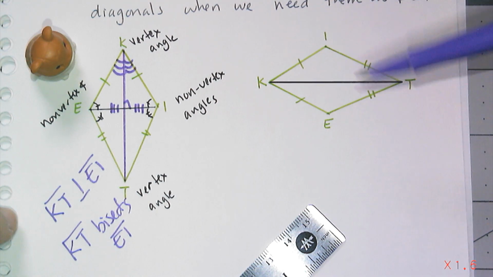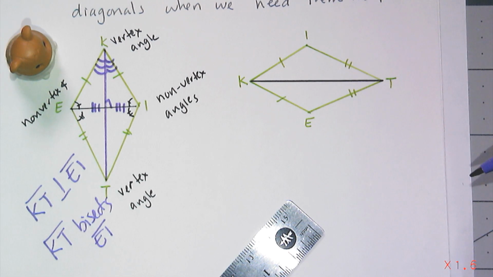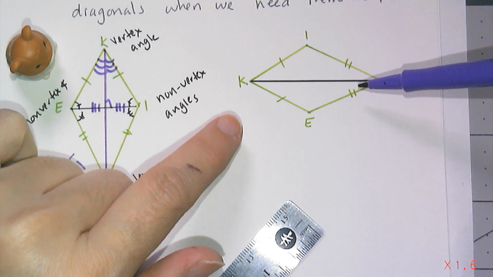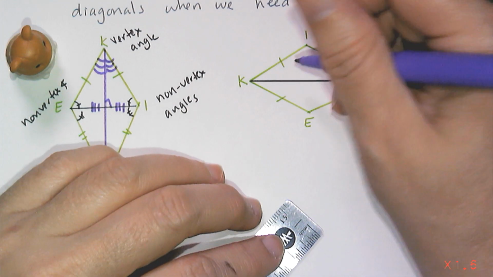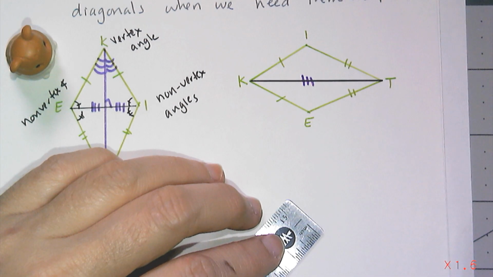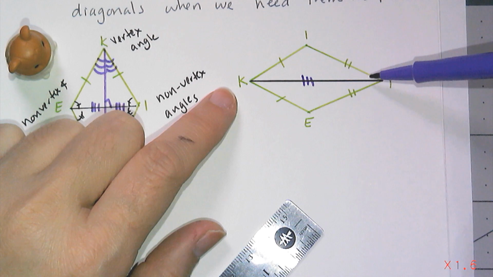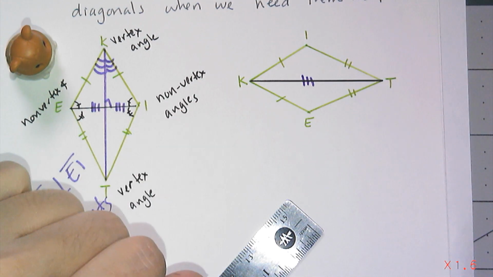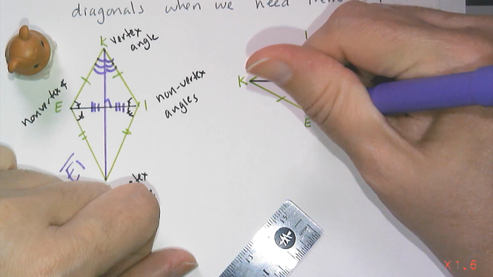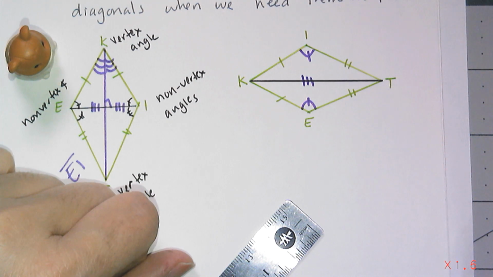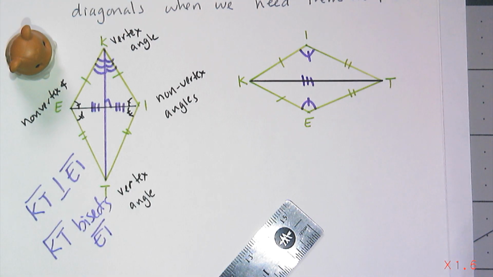So now let's look over here at this diagonal that connects the two vertex angles. And immediately when you see this drawing, you should say, oh my gosh, I've got two congruent triangles here. Because the reflexive property allows me to say that KT is congruent to itself, I have two congruent triangles by side, side, side: KIT and KET are congruent. And if those two triangles are congruent, then this angle here has to be congruent to that angle there, by CPCTC, or corresponding parts of congruent triangles are congruent. Nothing else can be true.